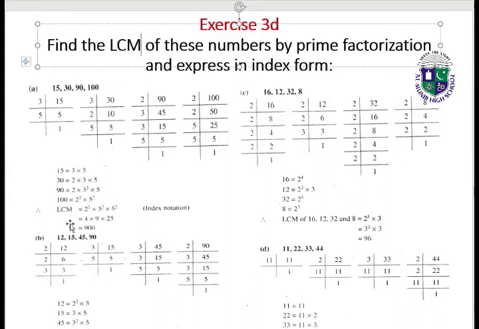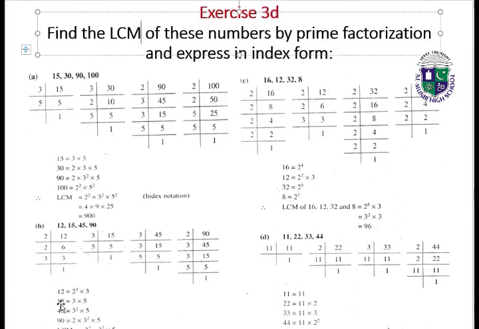15 is 3 multiplied by 5, 30 is 2 multiplied by 3 multiplied by 5, 90 is 2 multiplied by 3 square multiplied by 5, 100 is 2 square multiplied by 5 square. Least common multiple is 2 square multiplied by 3 square multiplied by 5 square. 2 square is 4, 3 square is 9, 5 square is 25, 9 4s are 36, 36 multiplied by 25 equals 900.